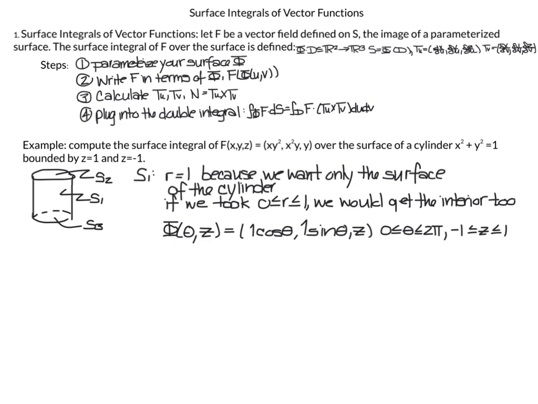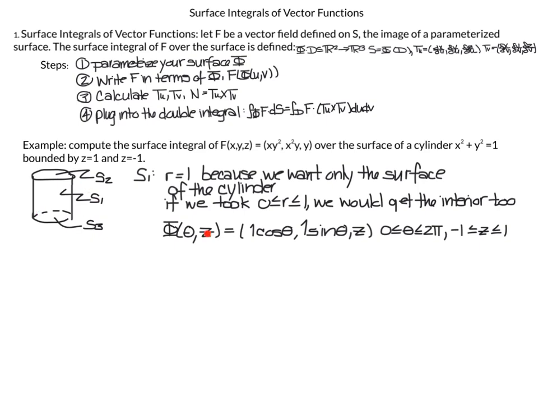I'm laughing because I had written sphere originally, because I was thinking of our last example, which is similar. We only wanted the surface of the sphere in our last example, so we held rho, the radius, equal to 1, or constant. Here, we only want the surface of the cylinder, so r is equal to 1. And again, if we let r vary between 0 and 1, we would also get the interior of the cylinder, but we don't want the interior. We only want the surface.